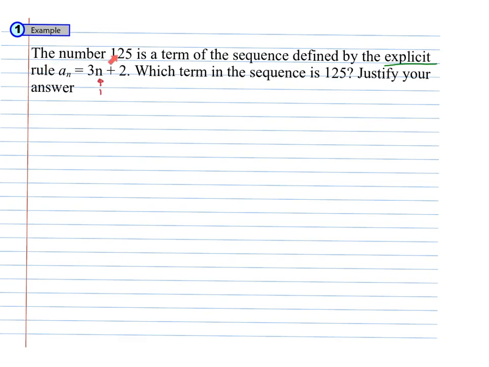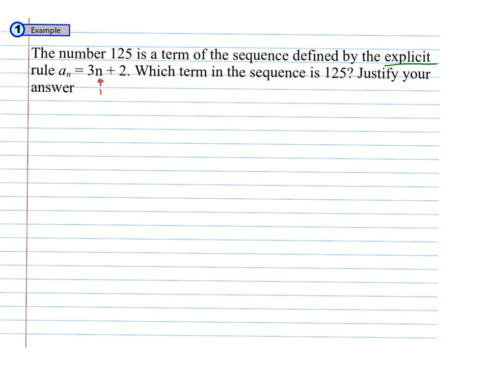This problem says the number 125 is a term in a sequence defined by the explicit rule a sub n is equal to 3n plus 2. Which term in the sequence is 125? Justify your answer. Justifying your answer means being able to explain it and show your work to back it up.